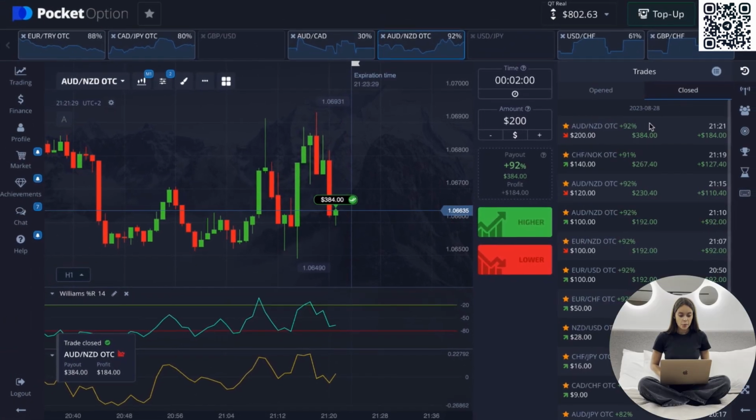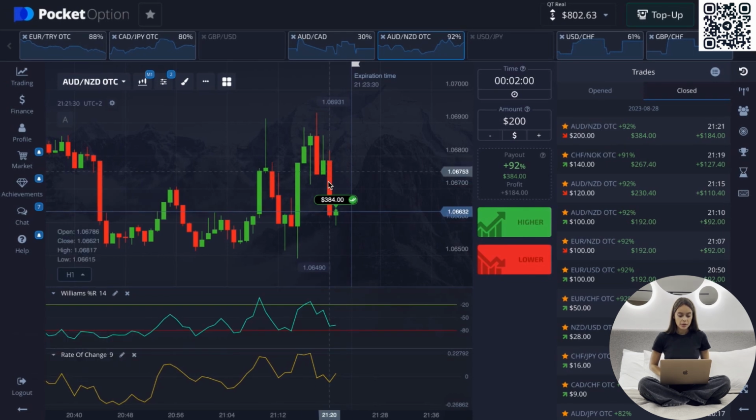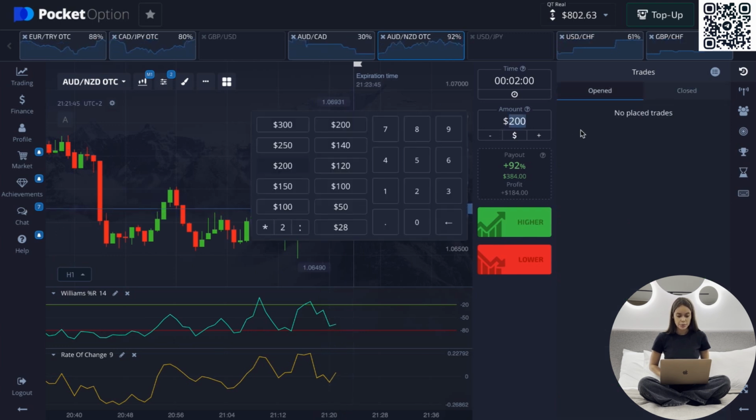Great, after opening the deal, we got an excellent price reaction, which is exactly what I expected to see here. I will set the price of the next transaction at $250. We look further.